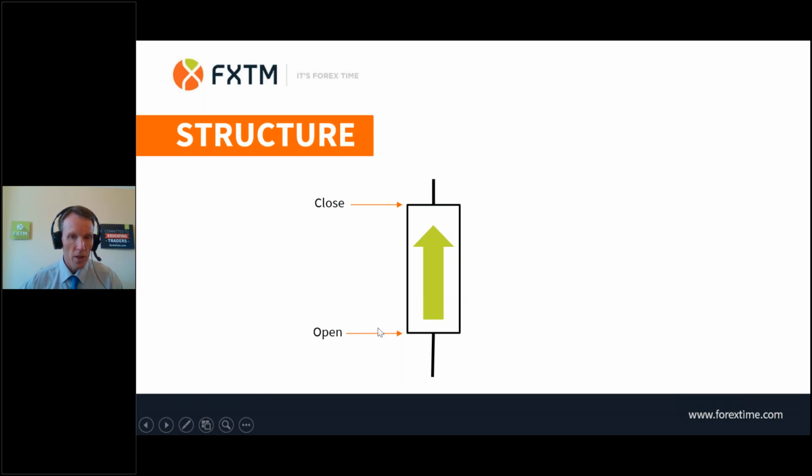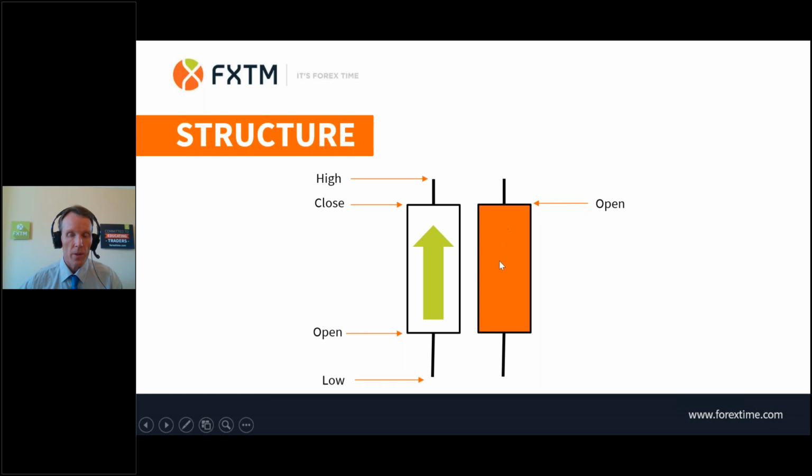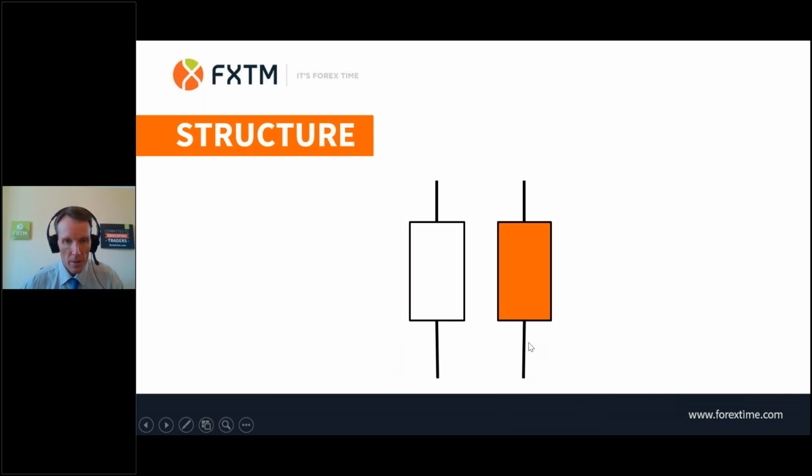So the structure is as follows: the open and the close represent the body. And then you've got your high and your low. I'll show you how this forms. And just the opposite, when it's a bearish candle, a down candle, it means it opened there, it closed lower, and you've got your high and your low. I'll show you how this forms just now. If you're a beginner, please be patient with yourself. As you repeat these things, it's going to start making sense. So don't worry if it's still Greek to you.